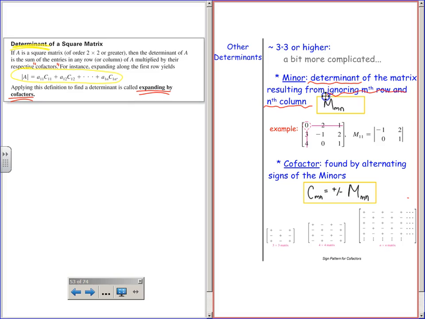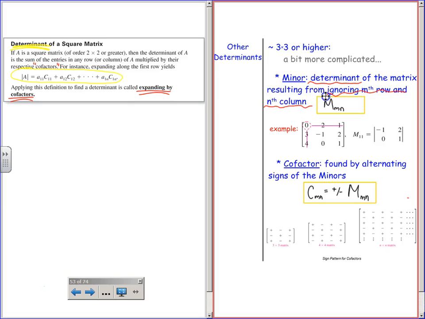So M11, the minor of the first row, first column, says ignore the first row, ignore the first column. Who's left? That's the determinant. It's not considering the whole thing, just the piece. And the cofactor says take that minor and then assign to it either a positive or a negative based on the pattern below. Zoom in on the pattern below.